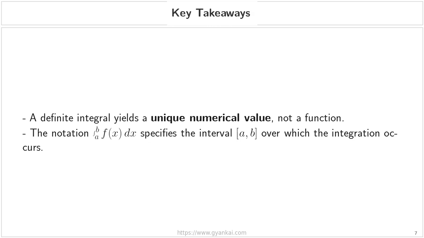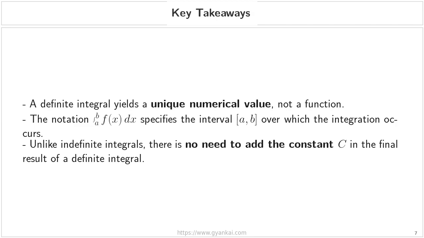Crucially, we have a lower limit, a, and an upper limit, b, written as subscripts around the integral symbol. So, we read this as the integral of f of x from a to b. This notation clearly defines the interval, from a to b, over which we are calculating the integral. It's telling us exactly where on the x-axis we're interested in finding the area or accumulation.